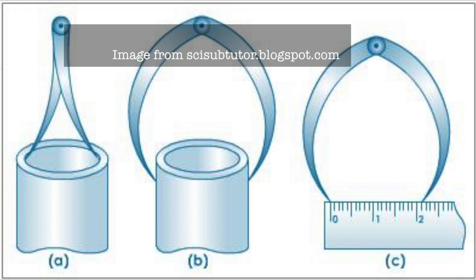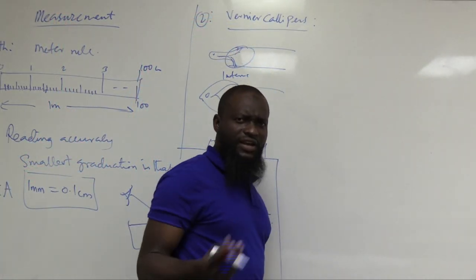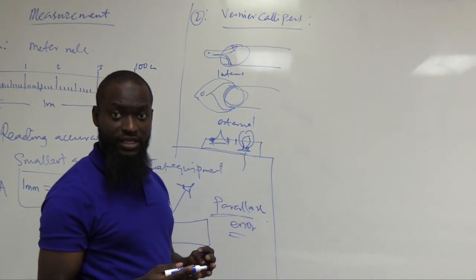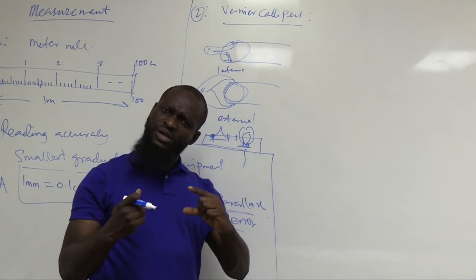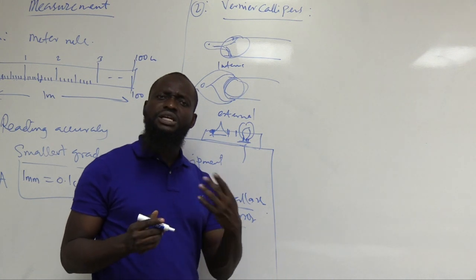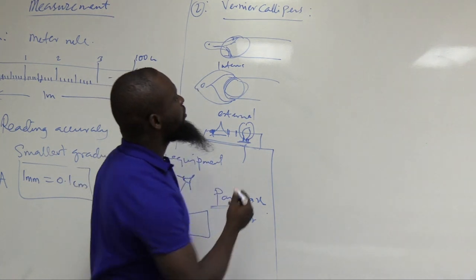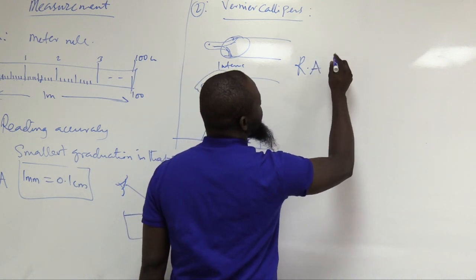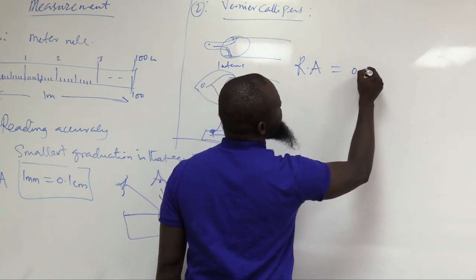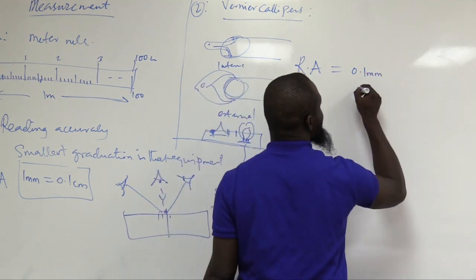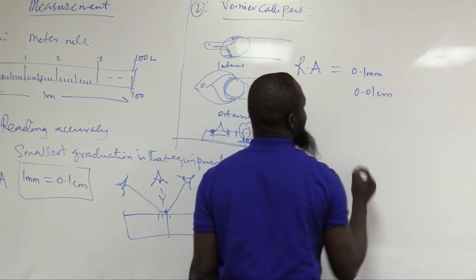But the Vernier caliper combines both of those and has what we call a main scale and a vernier scale. So the Vernier caliper uses the main scale and the vernier scale combined together. Because it measures smaller distances, it is designed in a way that the reading accuracy, the smallest graduation, is finer than that of the meter rule. So the reading accuracy, RA, for a Vernier caliper is 0.1 millimeters, which is 0.01 centimeters.